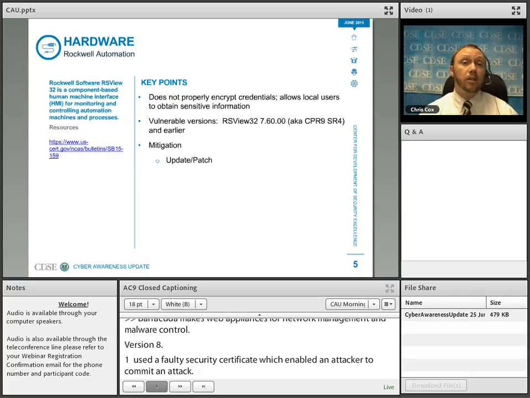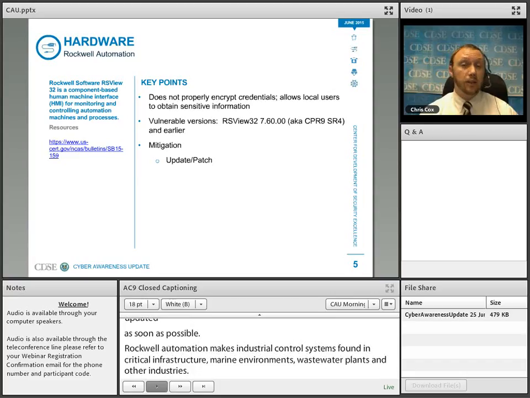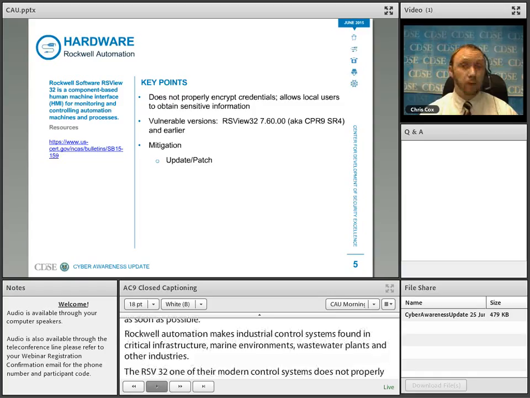Rockwell Automation makes industrial control systems that can be found in our critical infrastructure, marine environments, wastewater plants, and other industries. The RSView32, one of their monitoring control systems, does not properly encrypt the user's credentials prior to version 7.60.0, which can result in a loss of sensitive information. A patch is available from the vendor in order to remediate that vulnerability.